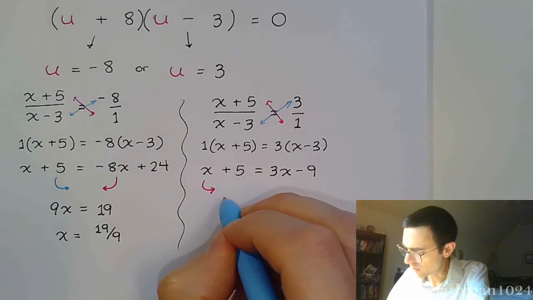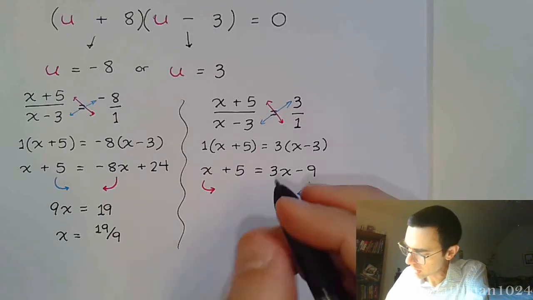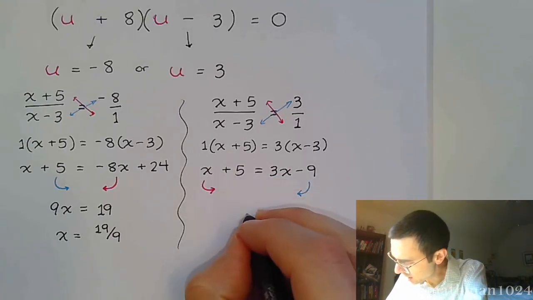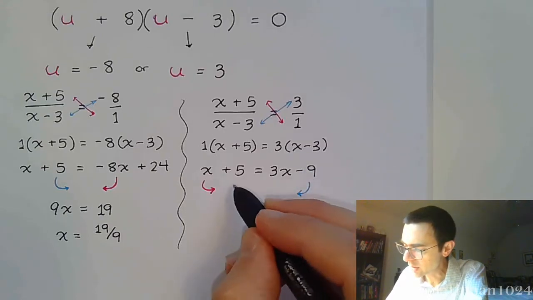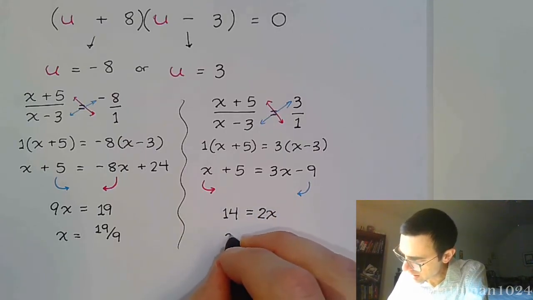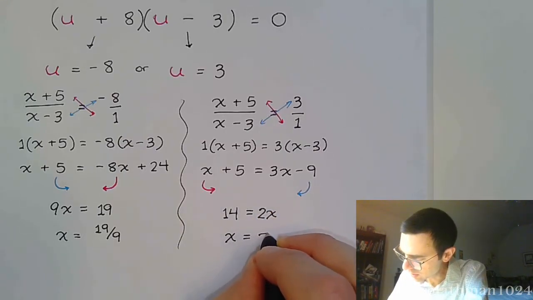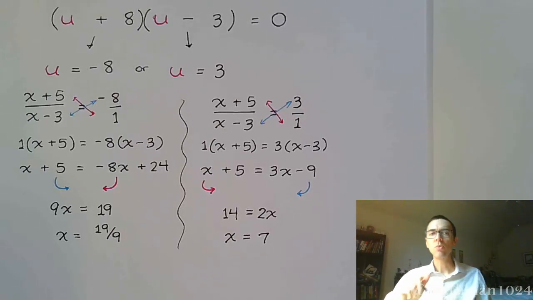So if x goes to the right, then 9 needs to go to the left. So subtracting x gives me 2x on the right side. To move the 9 to the left, I have to add 9, so I get 14. Divide by 2, and x equals 7.